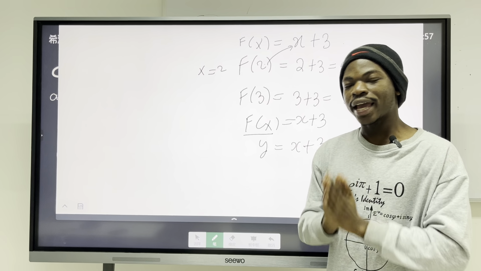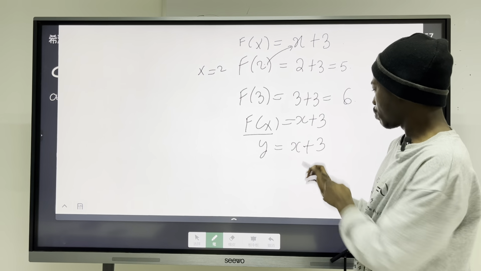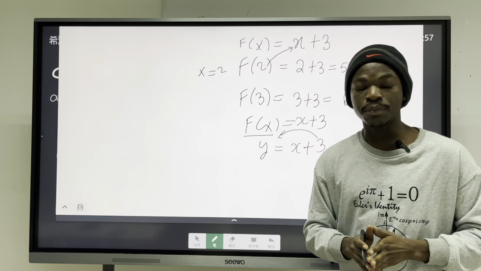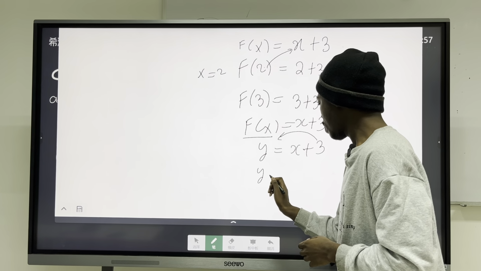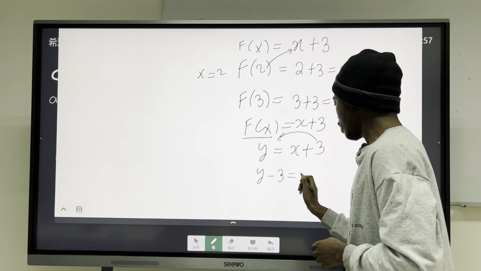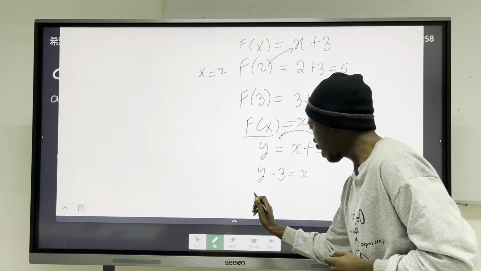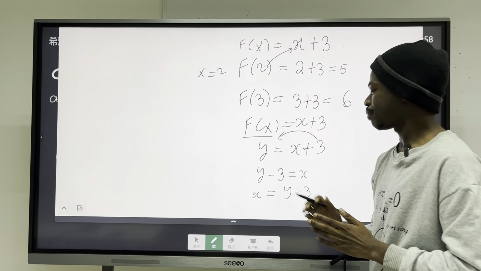The second step is to make x the subject of the formula. You want to make x independent. In other words, x should be left alone. So to make x the subject of the formula here, positive 3 can cross the equal sign. It becomes negative. So what I'm going to have is y minus 3 equals x. I can also look at it the other way around. I can start with x and write this as x equals y minus 3.